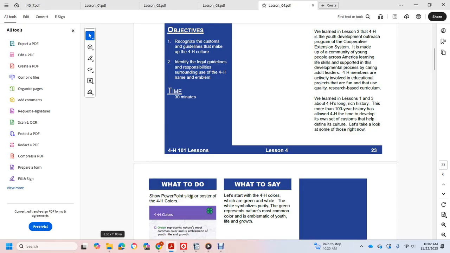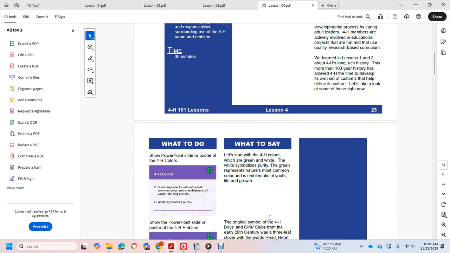What to do: show the PowerPoint slide or poster of the 4-H colors. Let's see what the 4-H colors are, which are green and white. White is the symbol of purity, and green represents nature's most common color and is an emblem of youth, life, and growth.